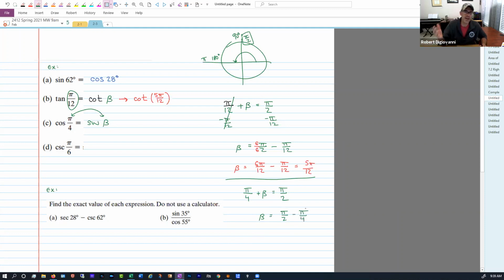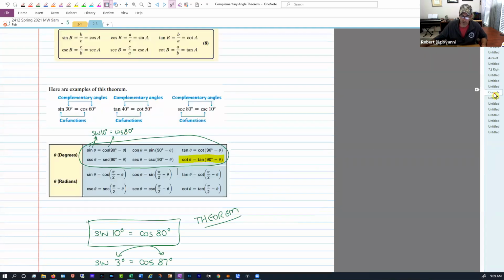Wouldn't you do that every time, everyone? Do y'all agree as a class? Every single time you do one of these, you're always just going to take pi over 2 and subtract whatever the other angle is. And that's why if you look back at the formula, do you see that that's what they're telling you here?